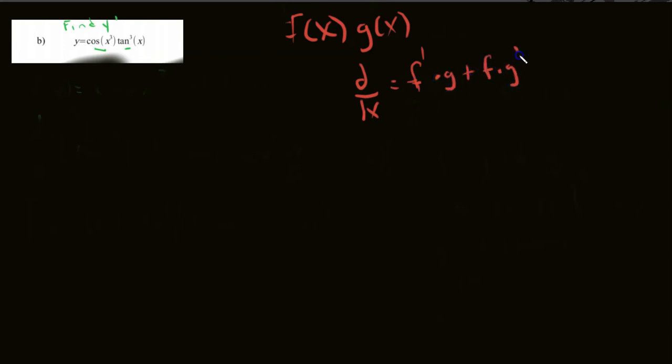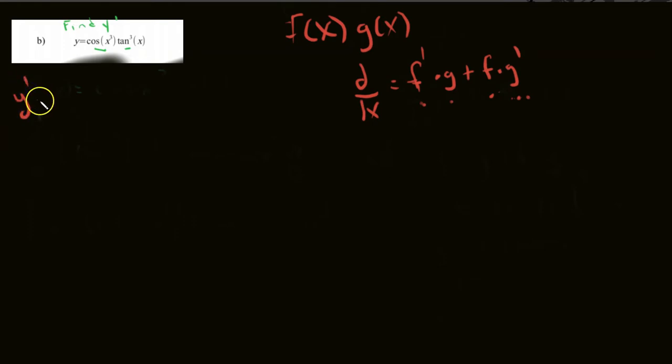if you have 2 functions, f of x and g of x, the derivative of the product is equal to the derivative of the first, we'll just call it f prime, times the second plus the first times the derivative of the second. So just memorize this. Derivative of the first times the second plus the first times the derivative of the second. Alright, so let's apply that to here.